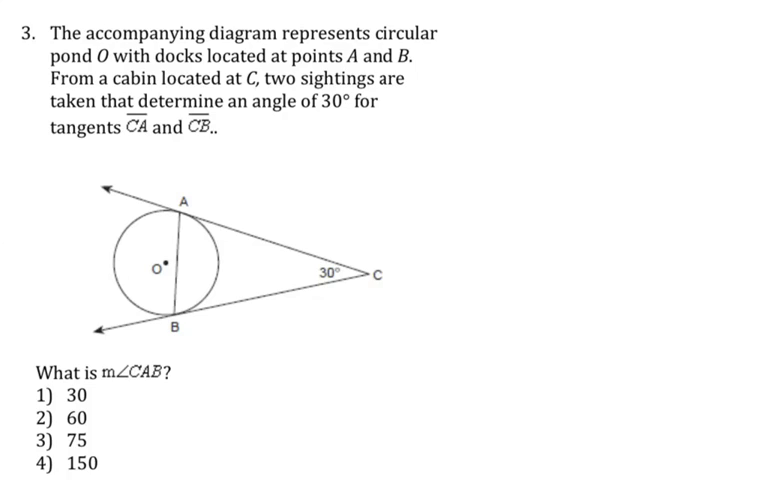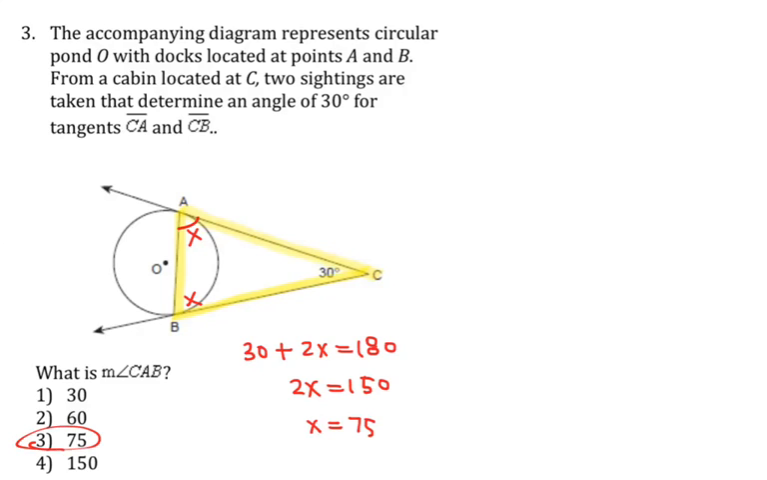Alright, how about the next question? As we talked about earlier in our classes, when you have tangent line segments from outside of the circle to the circle, these two are equal in length, which makes the triangle here isosceles. Then what is the measure of that angle? Whatever that is, in fact, is the same as here. So we have 30 plus 2x is equal to 180. Then 2x must be equal to 150, then x must be equal to 75. So angle CAB is equal to 75. Choice 3 becomes our answer.